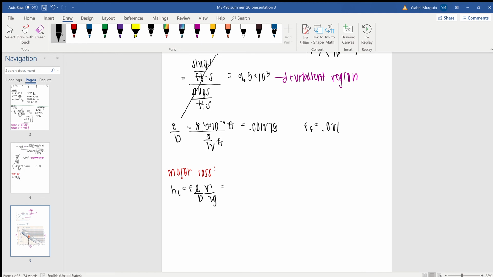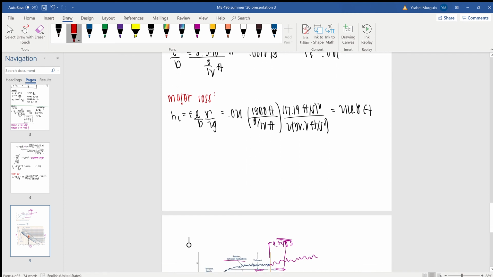So this will be equal to 0.021. The length is 1,500 feet, divided by 8 over 12 feet, times 17.19 foot per second squared, divided by 2 times gravity, which is 32.2 foot per second squared. Here I get 216.8 feet due to my major loss.